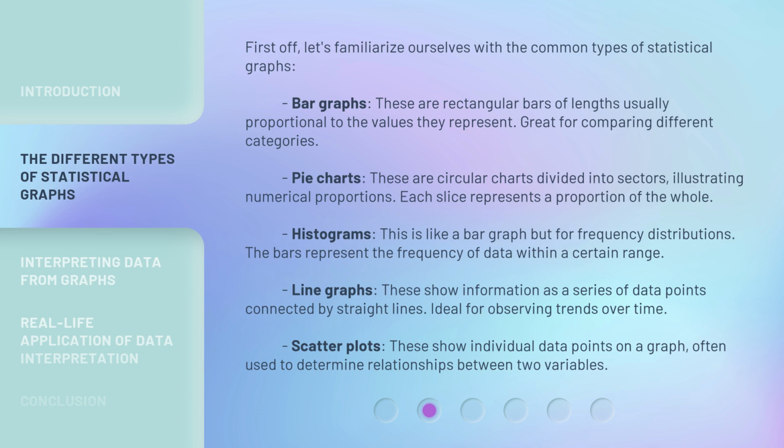Histograms. This is like a bar graph but for frequency distributions. The bars represent the frequency of data within a certain range. Line graphs. These show information as a series of data points connected by straight lines. Ideal for observing trends over time. Scatter plots. These show individual data points on a graph, often used to determine relationships between two variables.